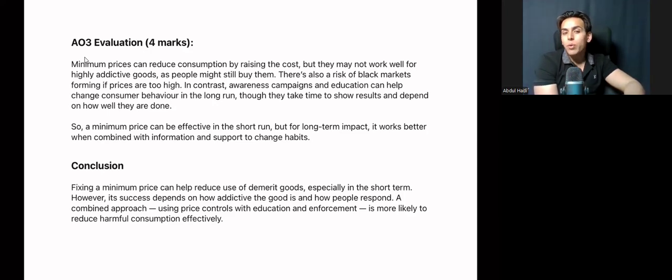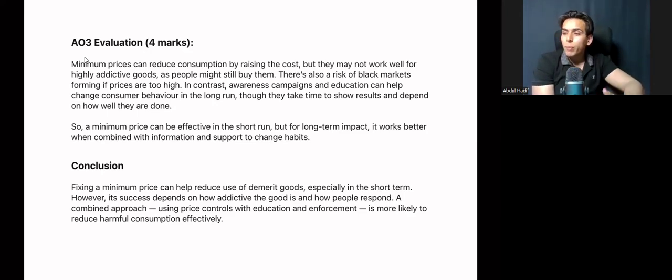A combined approach using price controls with education and enforcement is more likely to reduce harmful consumption effectively. So you need to use a mix of policies. For the short term, you can go for a minimum price, but for a longer time, you cannot always impose a minimum price in your markets, right? You need to remove it someday. So you need to be ready that once you remove them, people don't start consuming demerit goods again.